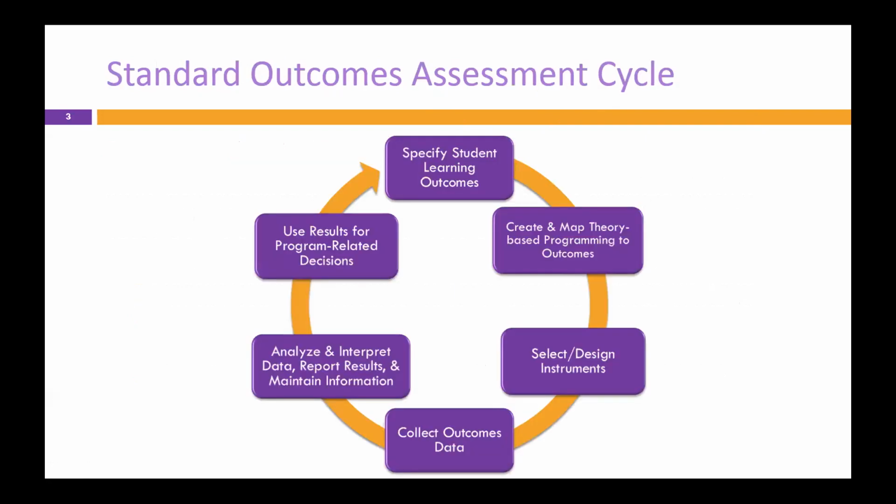And how we go about that is we typically employ some kind of outcomes assessment cycle, or you all may not have a cycle, you may have steps or a process, but it's something like what you're seeing in front of you, where you specify what students should know, think, and do, the student learning outcomes. Then you create and map theory-based programming to those outcomes.